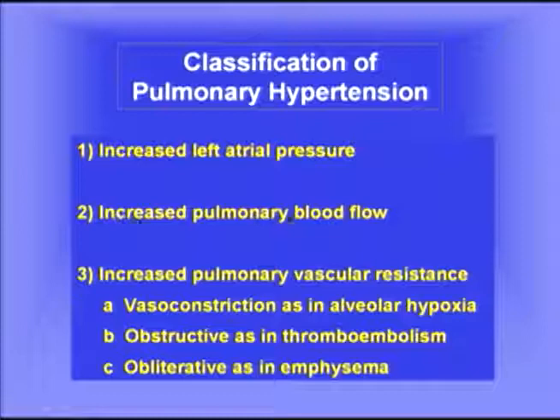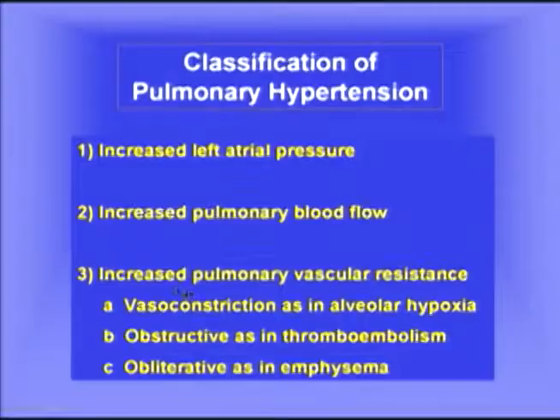An increased blood flow can cause an increased pulmonary artery pressure. That can occur on exercise. A lot of people don't realize that if a normal subject exercises at a high level, there's a substantial increase in pulmonary artery pressure. Pulmonary vascular resistance can increase as a result of either vasoconstriction, as in alveolar hypoxia. We mentioned the increase in pulmonary artery pressure at high altitude, for example. Obstructive, as in thromboembolism, of course, and obliterative, as in emphysema, where many of the capillaries are destroyed.